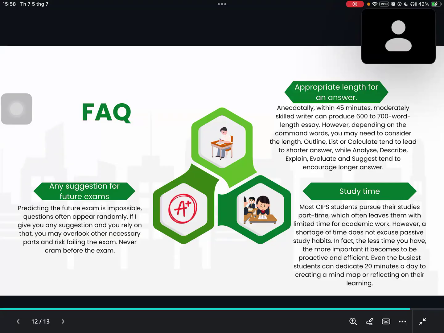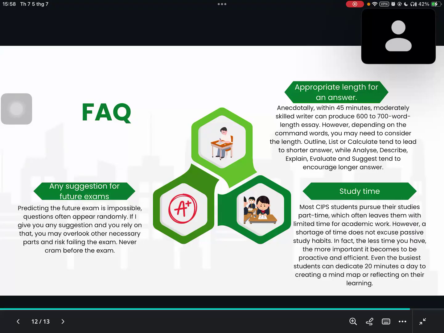But when you have less time, then you need to value it more. So in the very little time you have for study, you need to make it more valuable and more effective by using more proactive activities, more proactive tools, not just passively reading the book. Even 20 minutes to create a mind map or 20 minutes practice with the flashcard is much better than reading the book only.